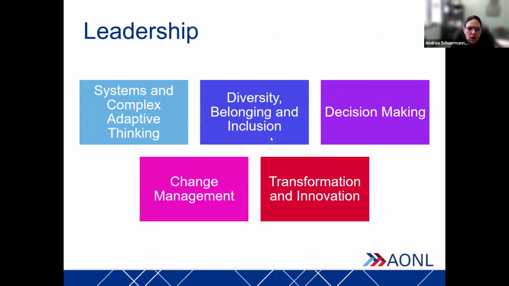Leading up to finally on leadership. So looking at systems and complex adaptive thinking, diversity, belonging, and inclusion, decision-making, change management, and then transformation and innovation. So really circling in on how do I bring those pieces together, looking forward thinking, and leading at the best, highest level that you possibly can. Any questions about the content outline and what we're going to be covering over this course?